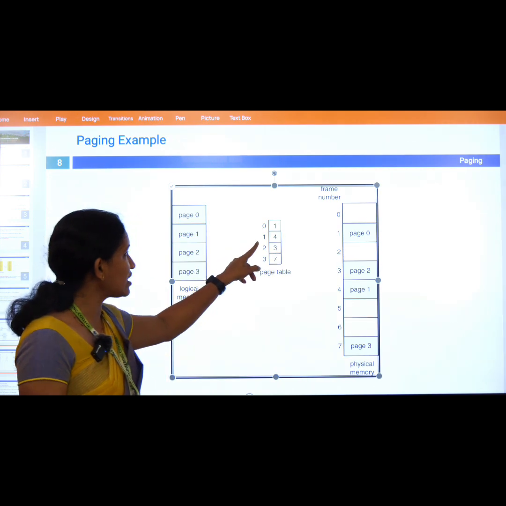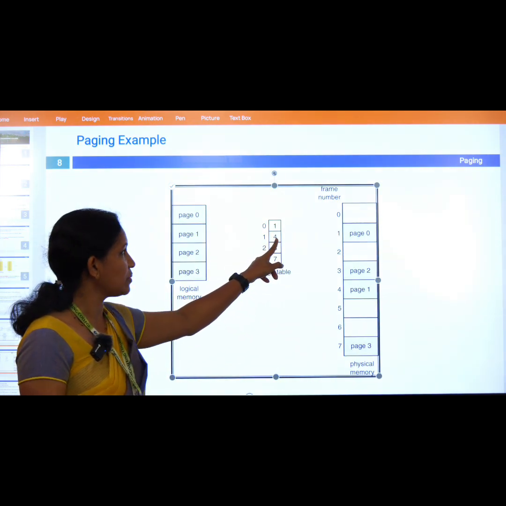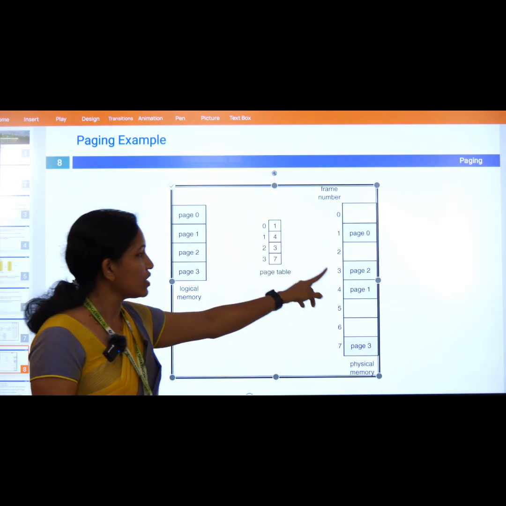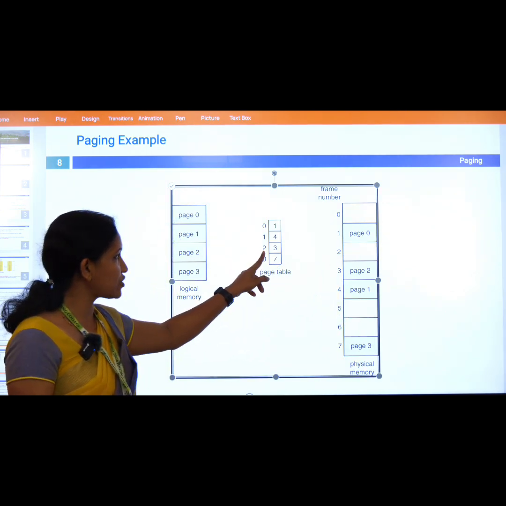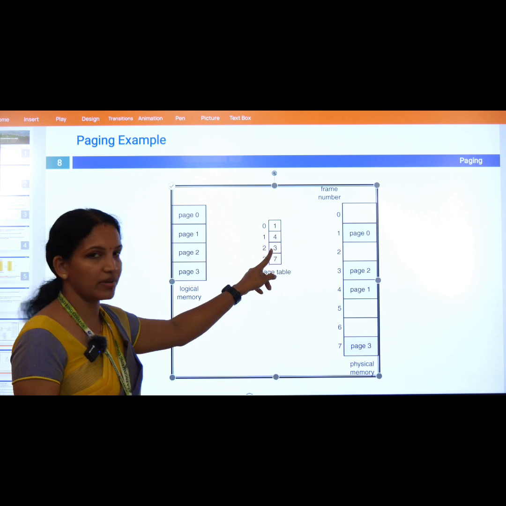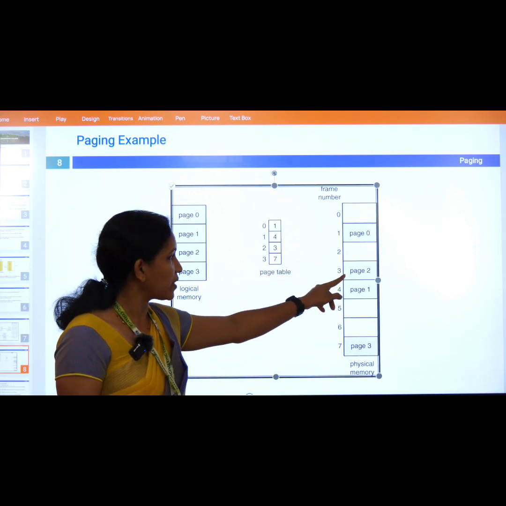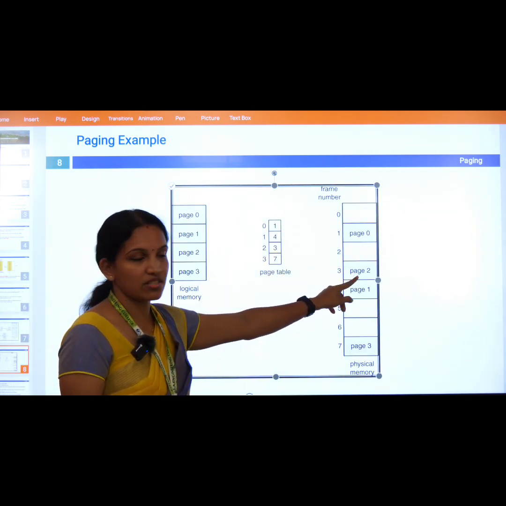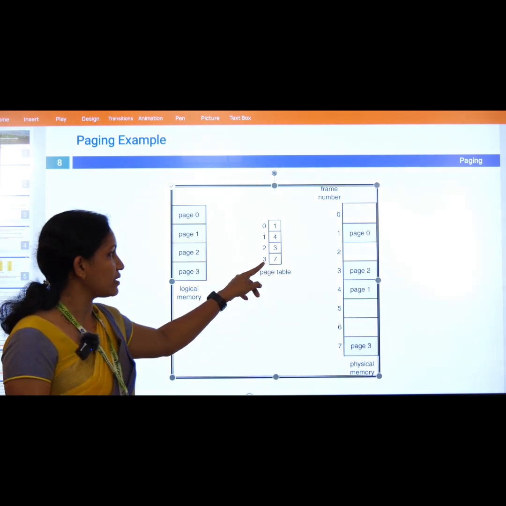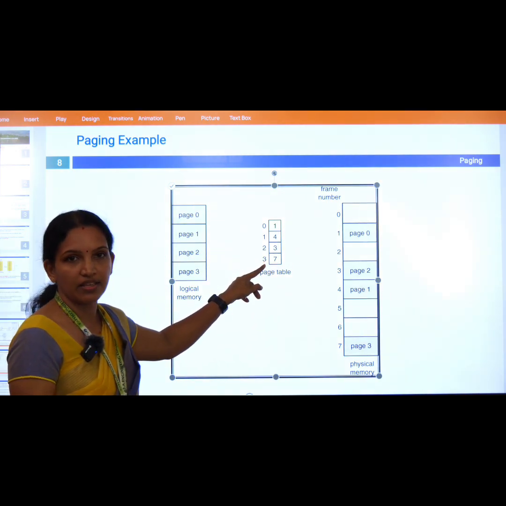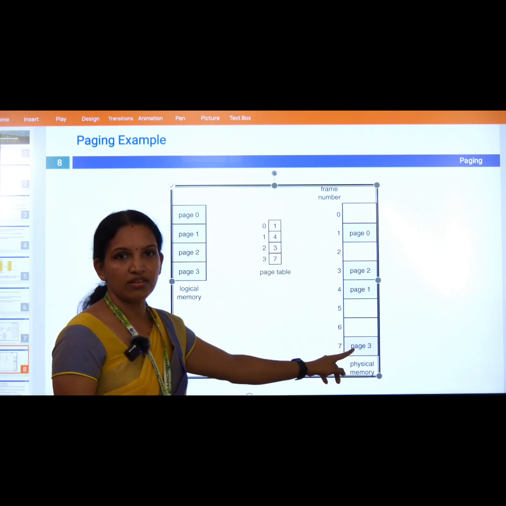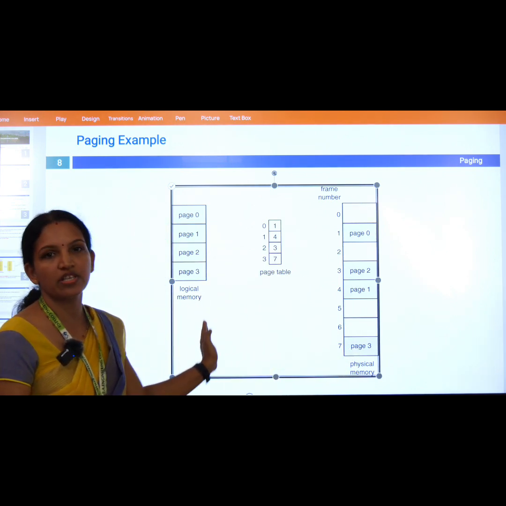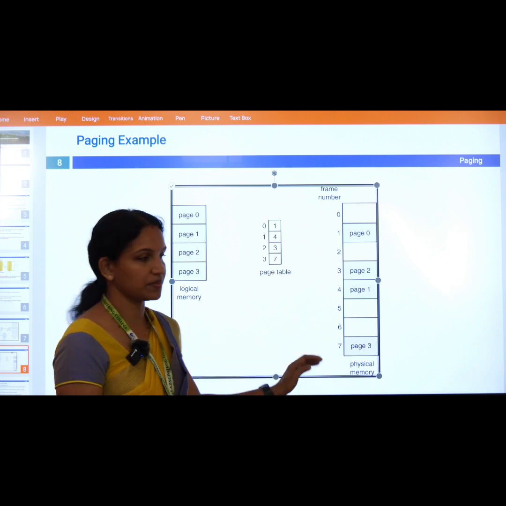Like that, page 1 is mapped to frame number 4. So in frame number 4, page 1 is stored. Like that, page 2 is mapped to frame number 3. So in frame number 3, page 2 is stored. Next, the last page, page number 3, is mapped to frame number 7. Page 3 is stored in frame 7. This is how the pages will be stored into the frames.